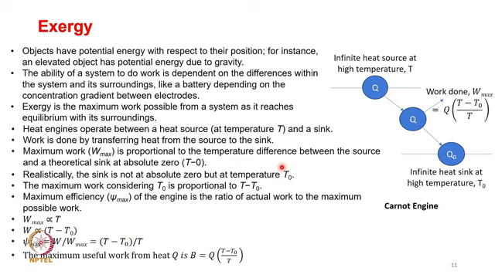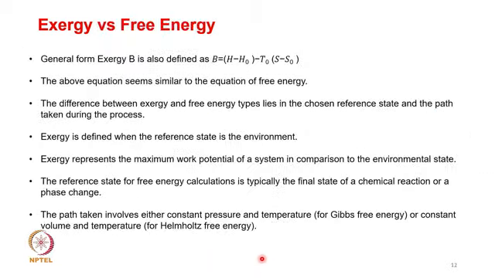And if you recall the Carnot engine, right? So this is the temperature gradient. You will have to multiply with the heat value. So the maximum useful work from a heat Q is B equal to Q times (T minus T naught) by T, that is, Q times T naught by T minus T naught by T. So this is how we compute exergy.